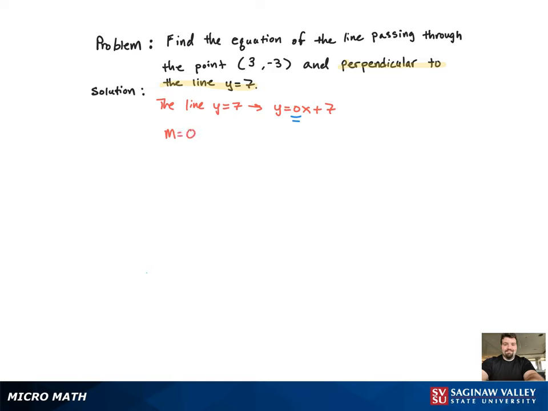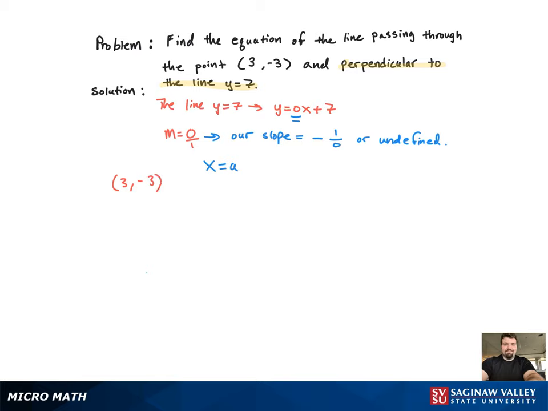Now if we rewrite it as 0 over 1, just to demonstrate that the opposite reciprocal is negative 1 over 0, and since 0 is in the denominator, that means that it's undefined. A line with an undefined slope is a vertical line, which is of the form x equals a.